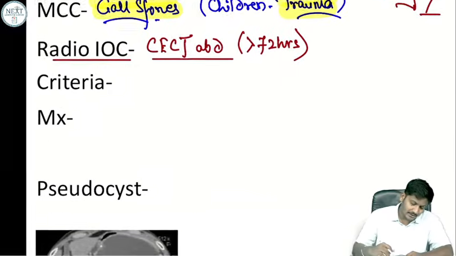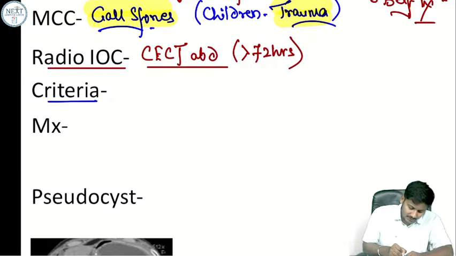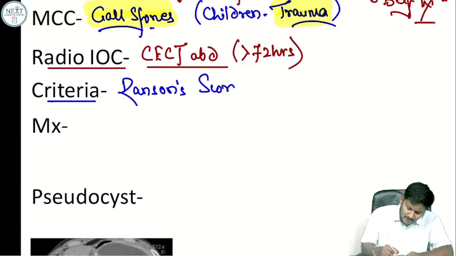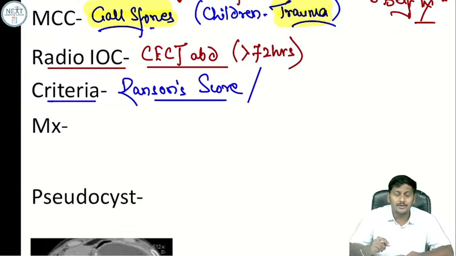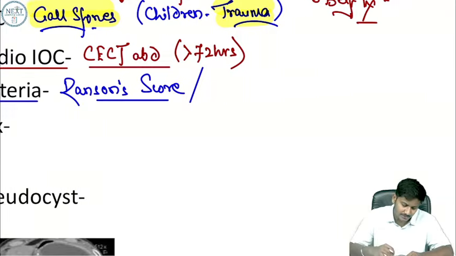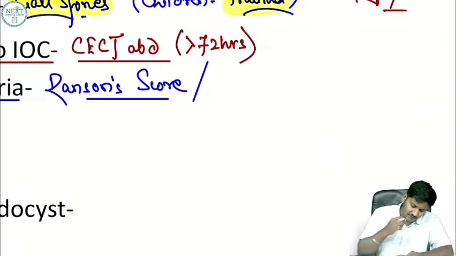We know that there are criteria or scores also, beta. The criteria or the score which is there is definitely based on signs and symptoms or based on clinical manifestations. If you tell the severity of pancreatitis, that is known as the Ranson score or the Ranson's criteria. So in Ranson's score or Ranson's criteria, based on the signs, symptoms or the clinical manifestations of the patient, beta, we decide the severity of acute pancreatitis.